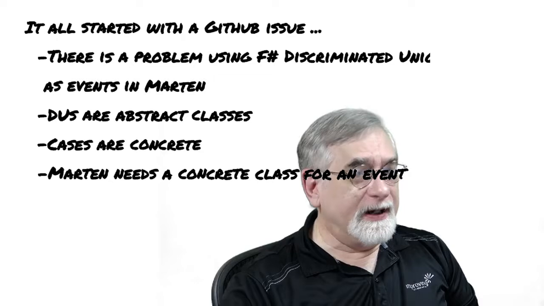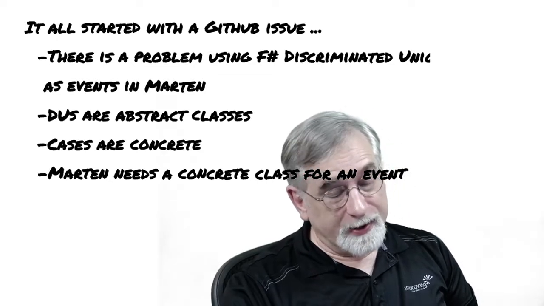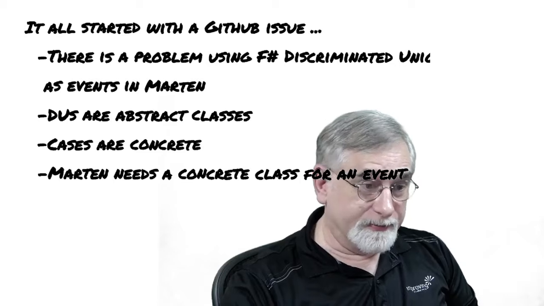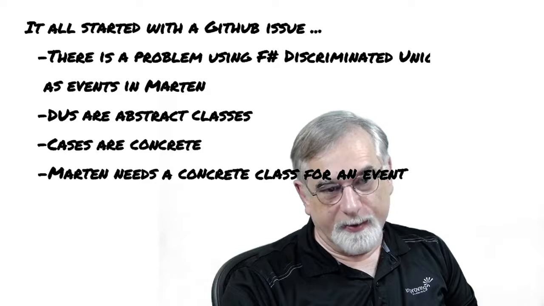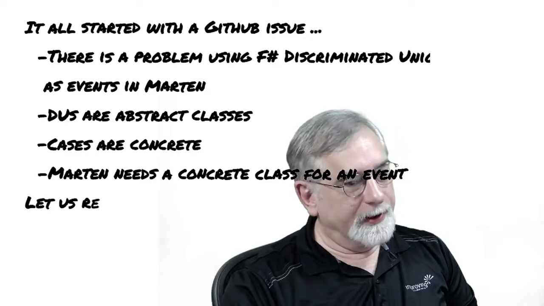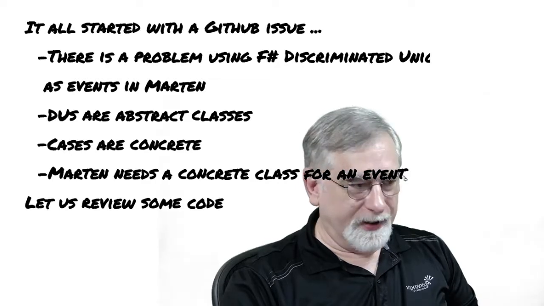But the idiomatic way to do event sourcing in F#, in my opinion, and apparently the opinion of other people who use Martin and F#, is that you would typically have a discriminated union that would represent your events. So let's start looking at some code.